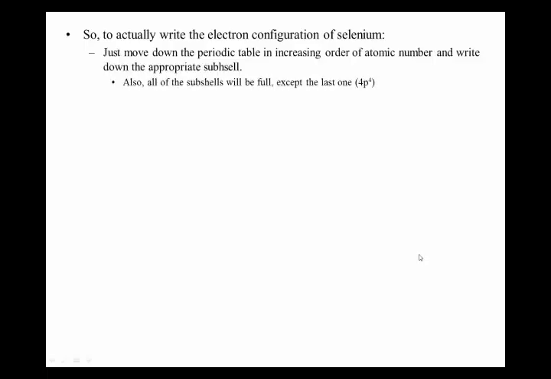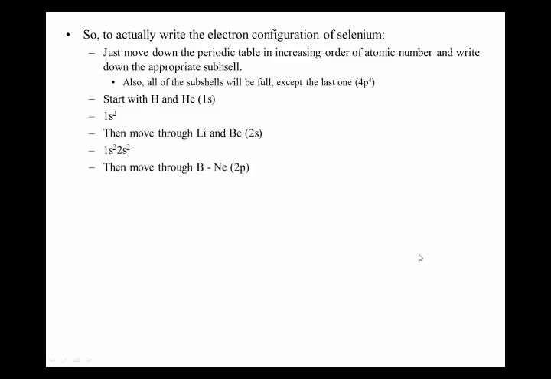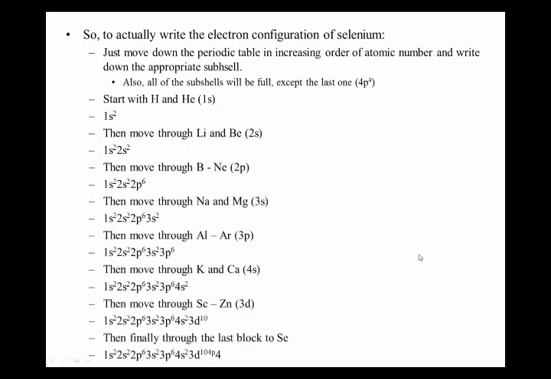Okay, so to actually write the electron configuration of selenium, as I was saying, we just walk down the periodic table. So I start with hydrogen and helium, which are in the 1s. So 1s2. Then move through lithium and beryllium, 2s2. Go through the next block. Right? So I'm just going to move through the periodic table, and this tells me what all I need to do. And that didn't get saved for some reason. P4. So, there it is.